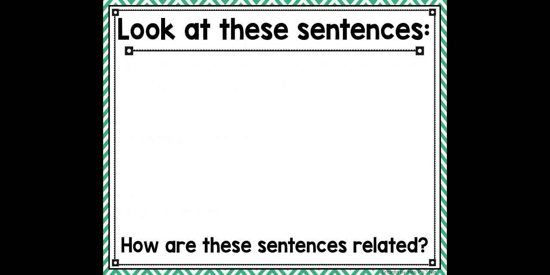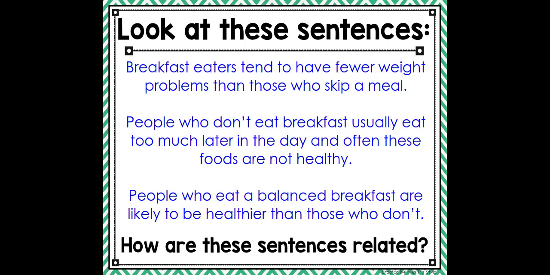Okay. So let's take a look at these sentences, and I want you to think to yourself, how are these sentences related? Let's think about what big idea these sentences support. Breakfast eaters tend to have fewer weight problems than those who skip a meal. People who don't eat breakfast usually eat too much later in the day, and often these foods are not healthy. People who eat a balanced breakfast are likely to be healthier than those who don't. So, how are these sentences related?